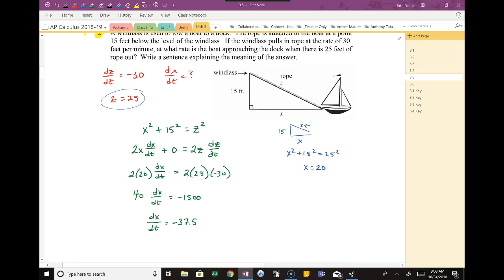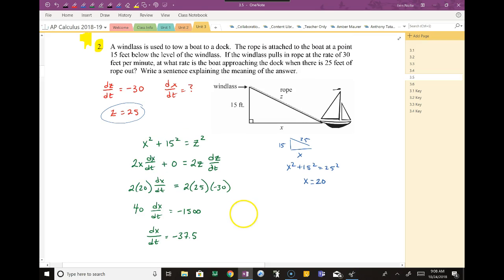Now, I have to label this. We're talking about a rate of change of the x. We're talking about a distance that is changing. Looking back up, we say feet per minute. Nice, good eye. It is very important that you label these units correctly. That's one of the pieces that I will be looking for on the test.